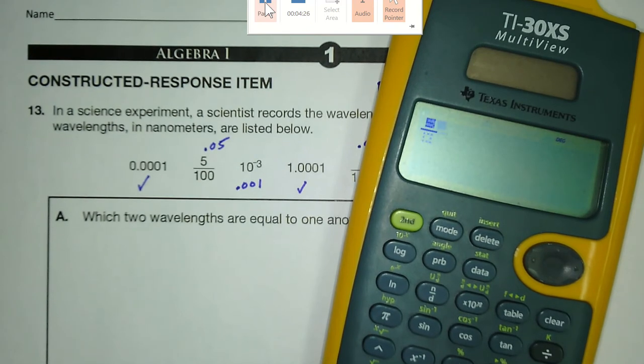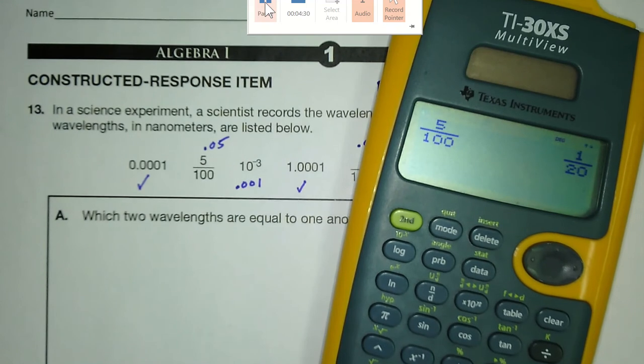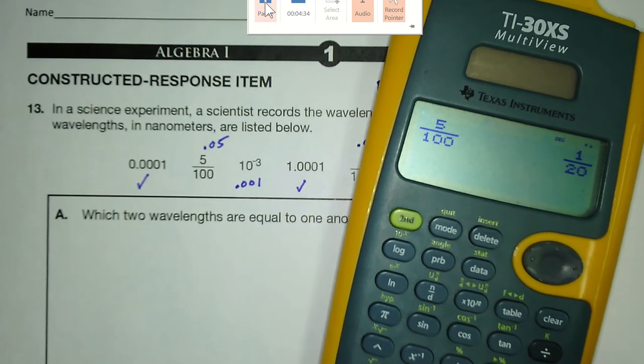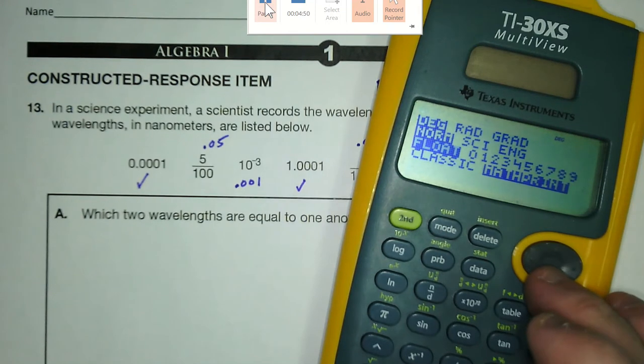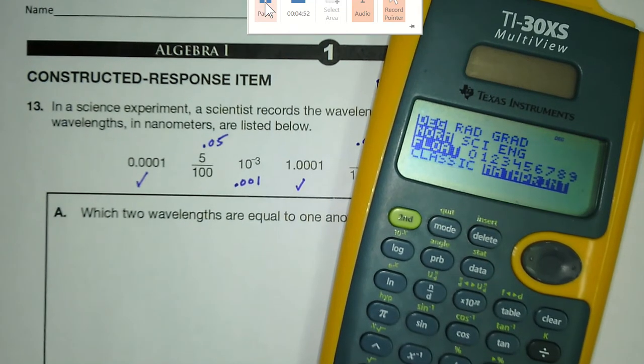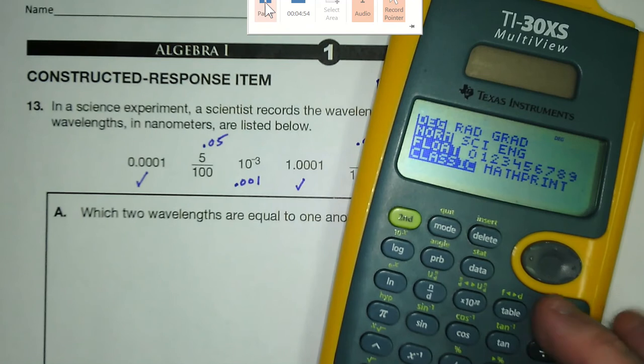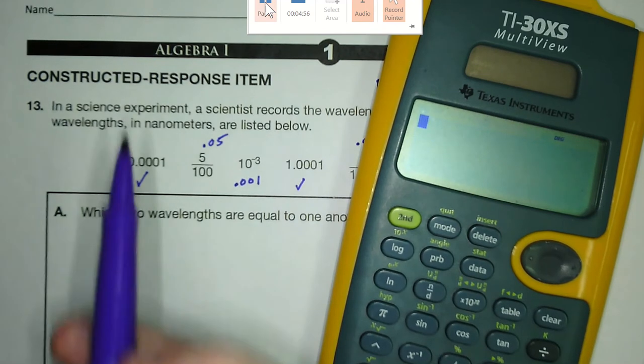And then if you do 5 over 100, guess what? It's not even going to give you a decimal most of the time. It's going to give you a reduced fraction. Now this can be totally useful in other situations, but here we want a decimal because we wanted to compare it to the other ones. So I have no use for math print mode in this particular situation. I want to keep it in classic mode, and that's where I got the 0.05.